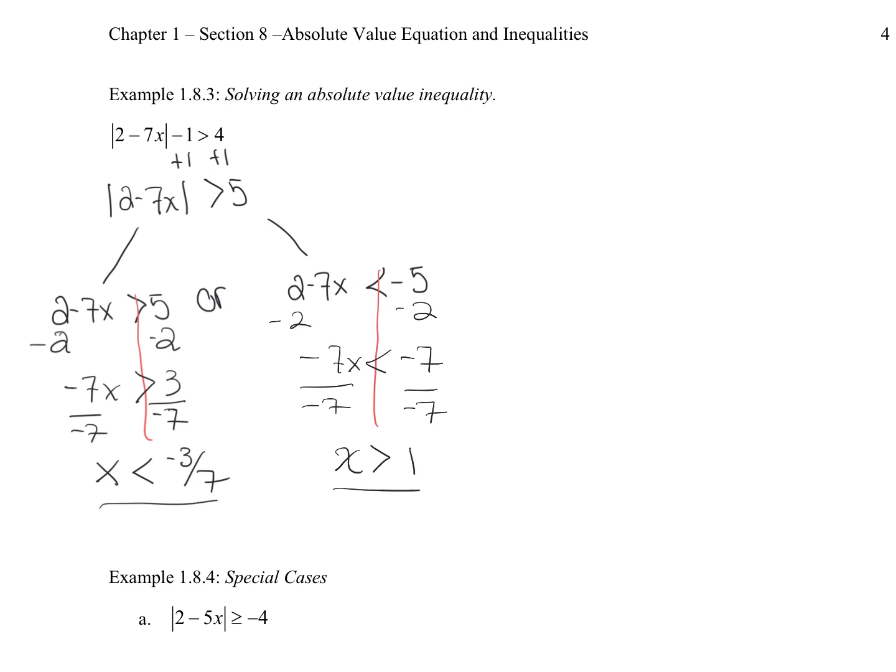So here are my two answers, and then I have to write it as an interval. So if x is less than negative 3 over 7, less than that is negative infinity, comma, negative 3 over 7, union, and then I'm going to jump to 1. This says x is bigger than 1, so I go from 1 to infinity.